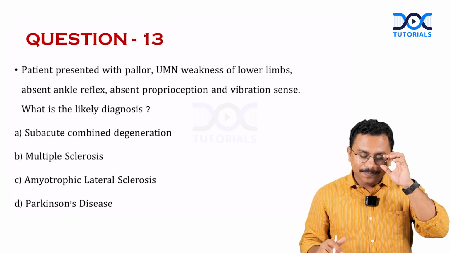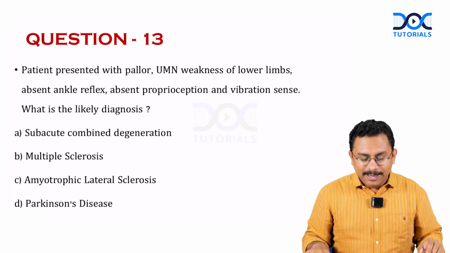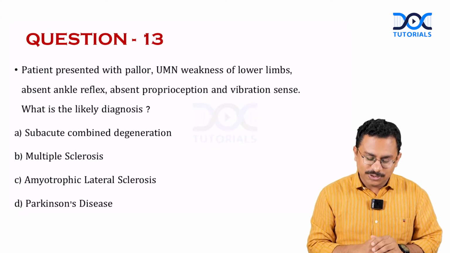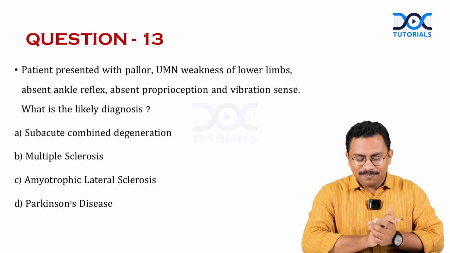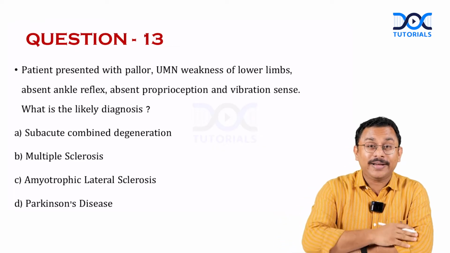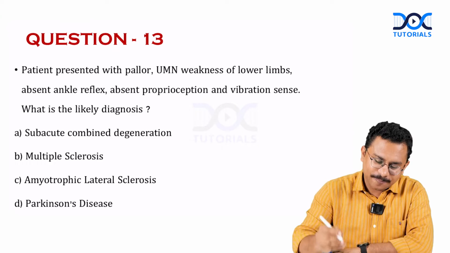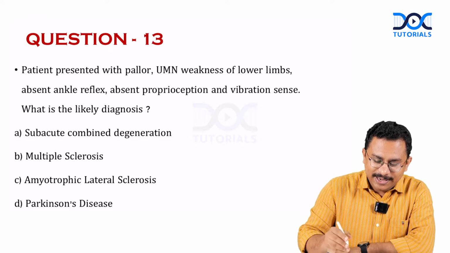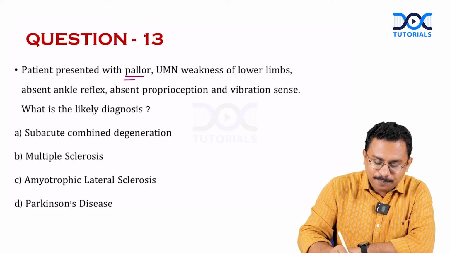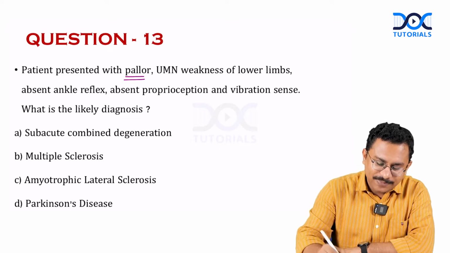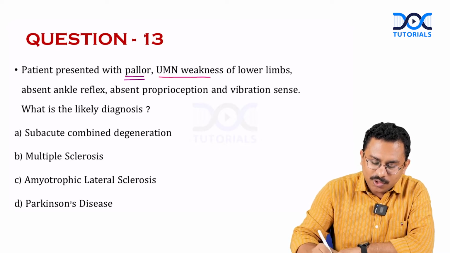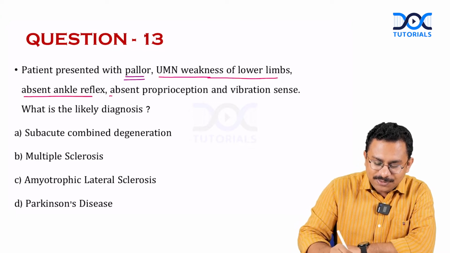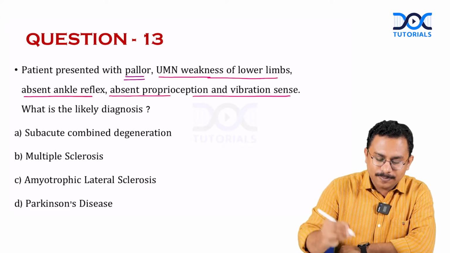A patient presented with pallor, UMN weakness of the lower limbs, absent ankle jerk, and absent proprioception and vibration sense. What is the likely diagnosis? Subacute combined degeneration, multiple sclerosis, amyotrophic lateral sclerosis, or Parkinson's disease. So the patient is presenting with a range of manifestations, and one important manifestation is pallor, along with an upper motor neuron type of weakness of the lower limbs, absent ankle jerk, and absent proprioception and vibration sense.